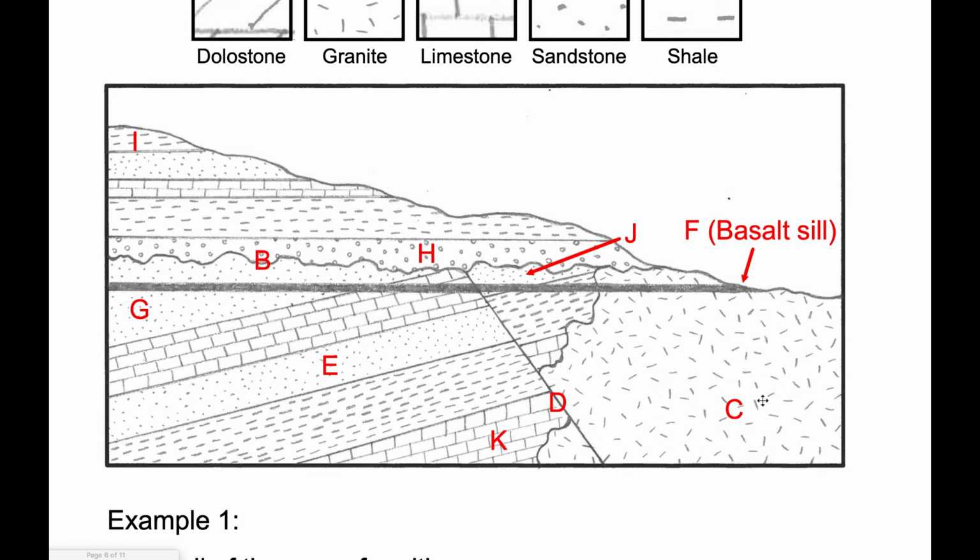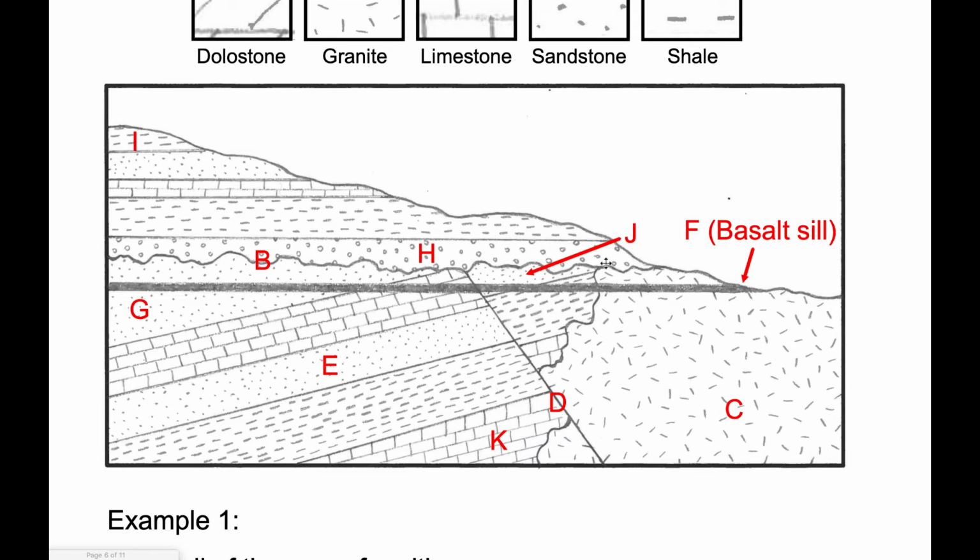Now C is the next youngest because it cuts into all of these layers. Notice how this fault line cuts into the igneous intrusion, meaning it's younger than the igneous intrusion. This basalt sill cuts through the fault, so it has to be younger than the fault. We don't know whether the sill is younger than this unconformity or not. That's the ambiguity in this drawing. So you may have put something different, and that's totally fine.